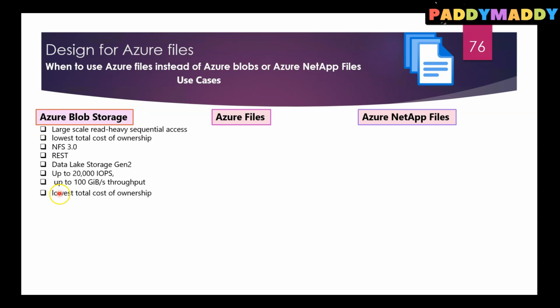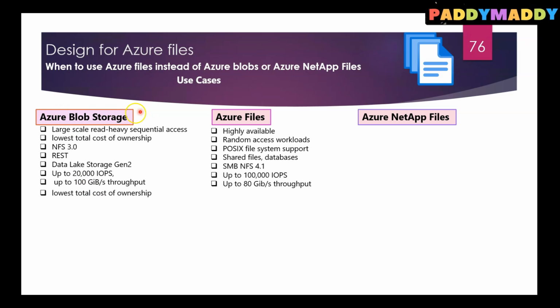These are some of the scenarios where you're going to use Blob Storage. It's definitely going to support NFS 3.0, REST, and Data Lake Storage Gen2. On the performance side, you can expect 20,000 IOPS per 100 gigabytes of throughput for Blob Storage.